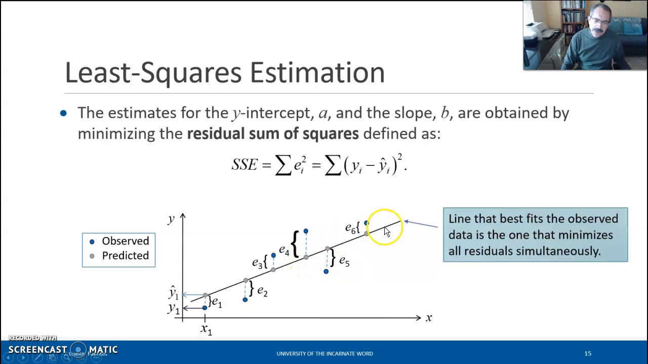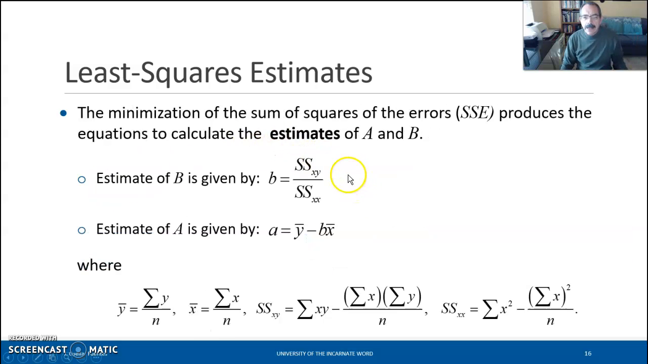You say, well, how can we do this if we don't know the line? Well, this is a mathematical problem where we replace this y sub i hat by a plus b times x, and then we take the partial derivative of that function, equate that to 0, and we take it with respect to a and then with respect to b. And if you know about calculus, by equating those derivatives to 0, you find an optimum value. In this case, it becomes the minimal value.